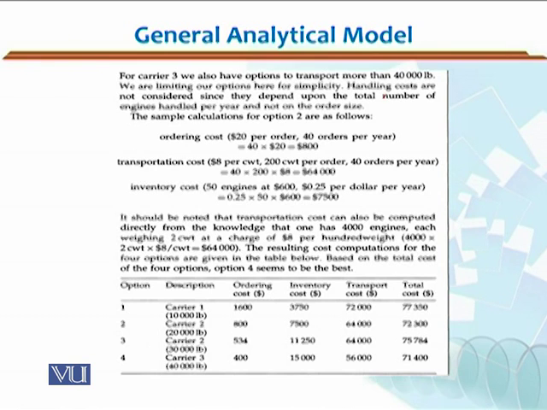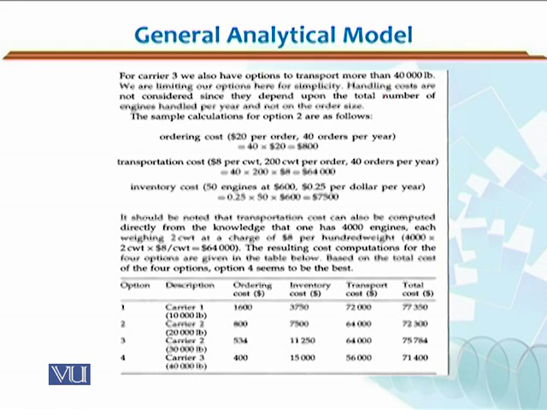Now, for carrier 3, we also have an option to transport more than 40,000 LB. We are limiting our options here for simplicity. You can actually go beyond 40,000 and calculate that too, but for simplicity I am not enumerating it. Handling costs are not considered since they are dependent upon the total number of engines handled per year and not on the order size. So I have neglected the handling cost here.